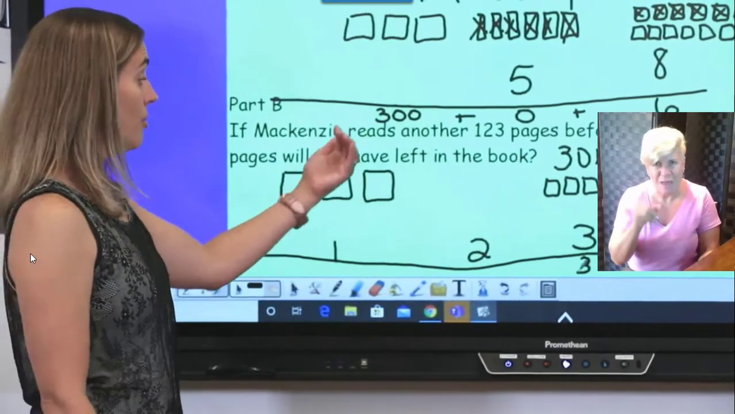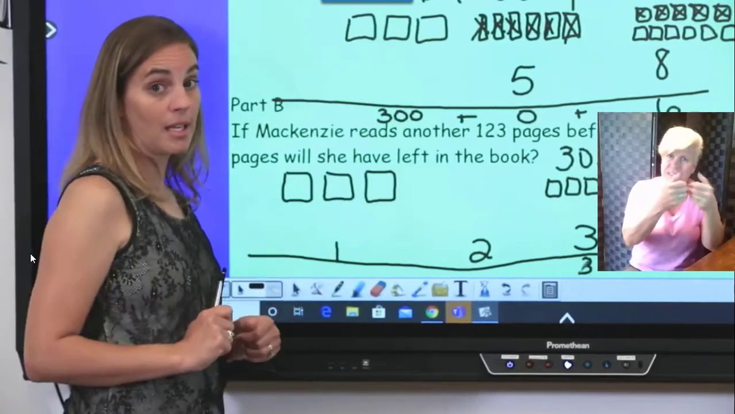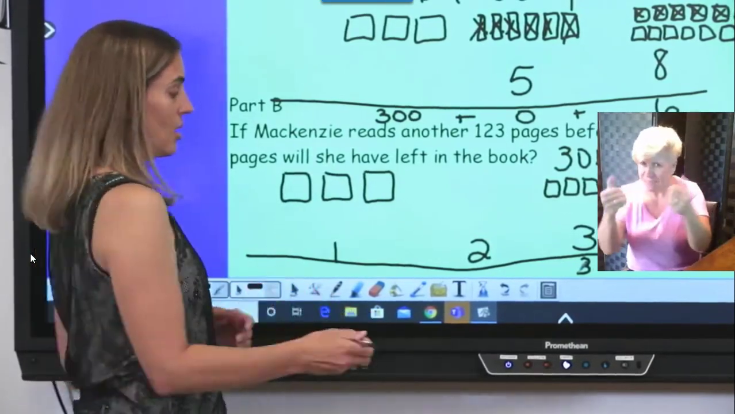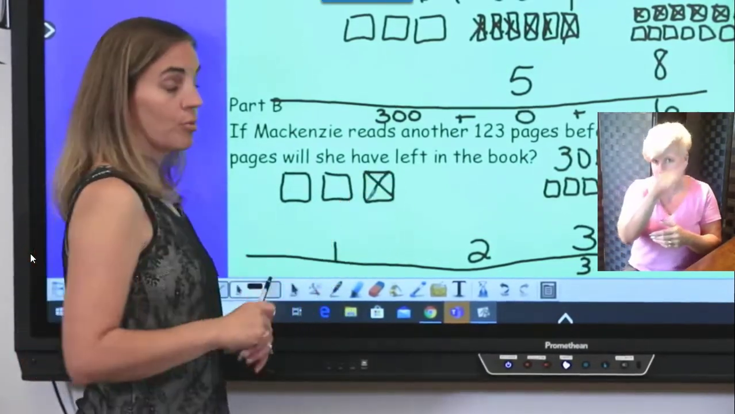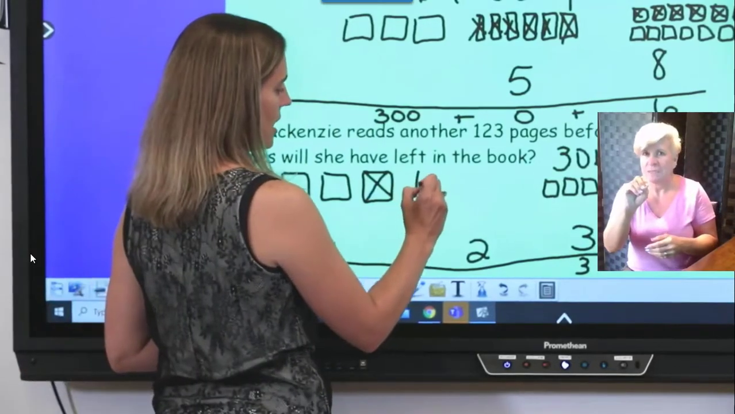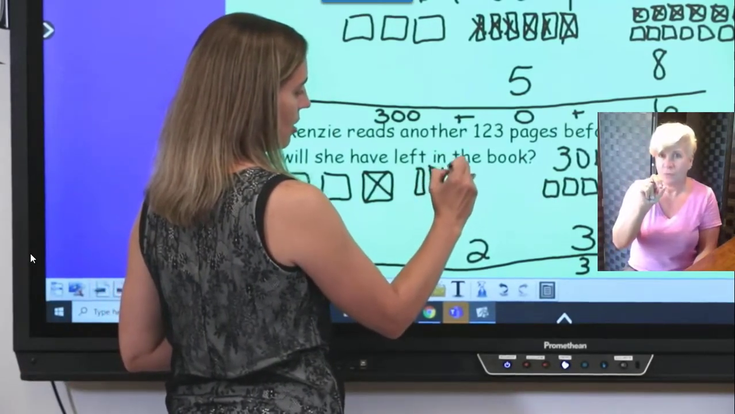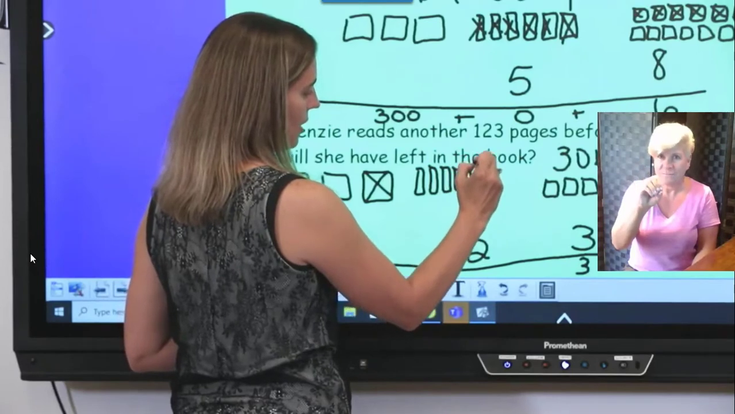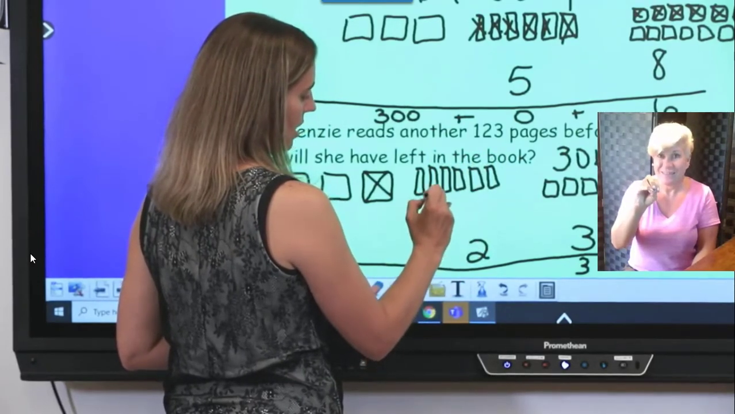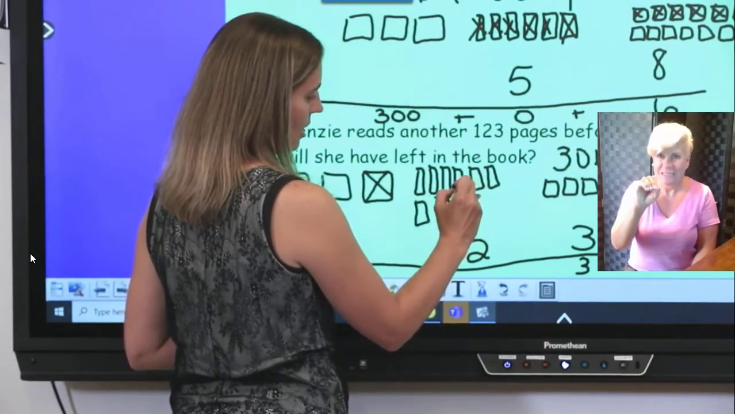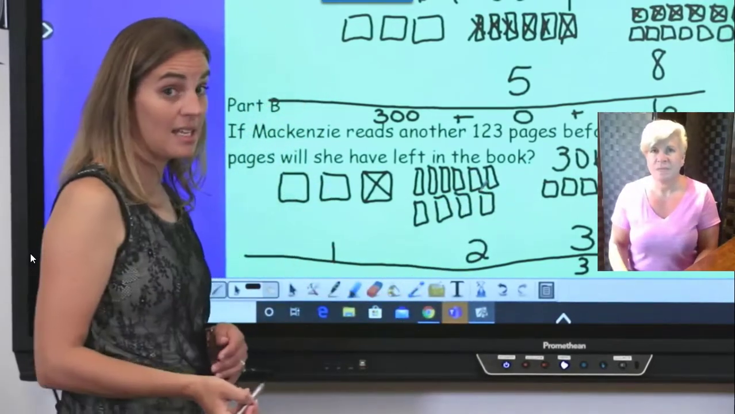So I'm going to have to come over here and re-represent that 100 as tens. So let's cross out this 100. We're going to write it as tens. So 10, 20, 30, 40, 50, 60, 70, 80, 90, 100. So we have to draw 10 tens.